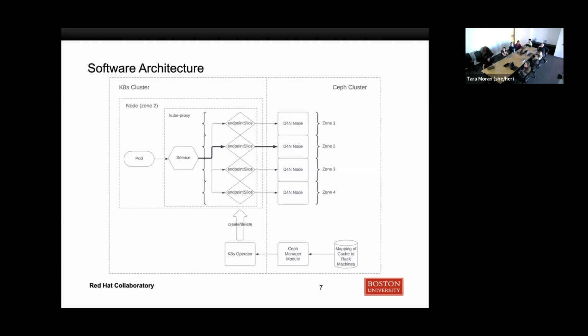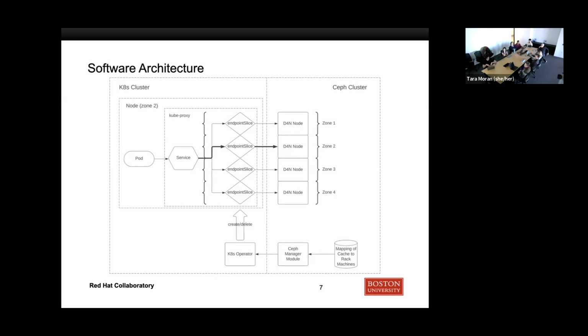Now, at the bottom, we have a Ceph manager module and a Kubernetes operator. Whenever the Kubernetes operator asks for the IP addresses of the D4N nodes, the Ceph manager module will take a look at its configuration of the Ceph cluster, and it will forward the one-to-one corresponding mappings of the worker node to the D4N rack local node.